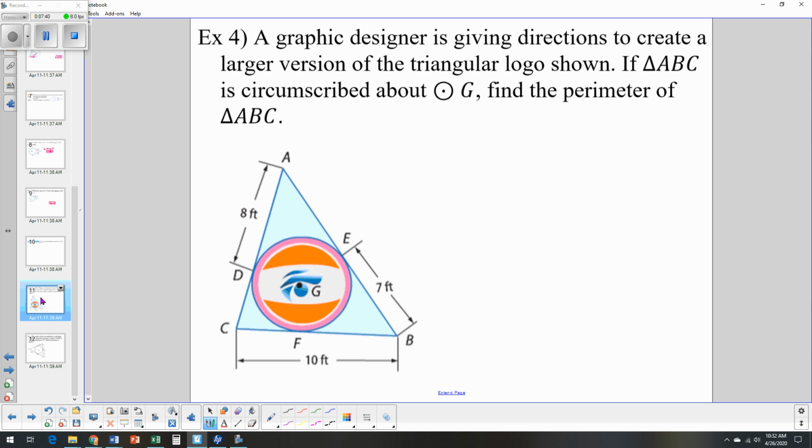So in this picture, we have a graphic designer giving directions to create a larger version of the triangular logo shown. They're telling us triangle ABC is circumscribed about circle G, which means segment AC touches the circle just once at point D, segment AB touches the circle just once at point E, and segment BC touches the circle just once at point F. We want to find the perimeter of ABC.